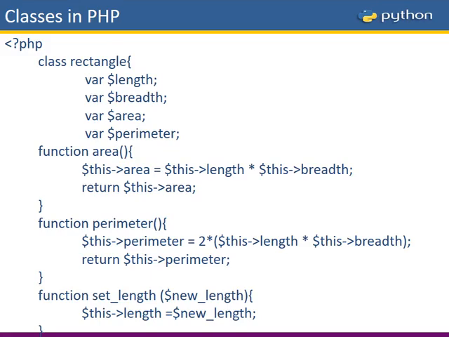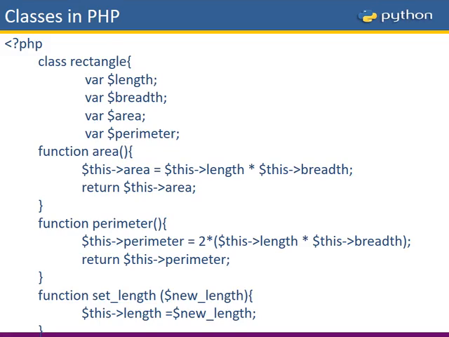So we have the function perimeter. We do the same thing for the perimeter as we did for the area. Now we make use of the setter and getter methods. For the getter and setter values, we set the length with set_length, $new_length.